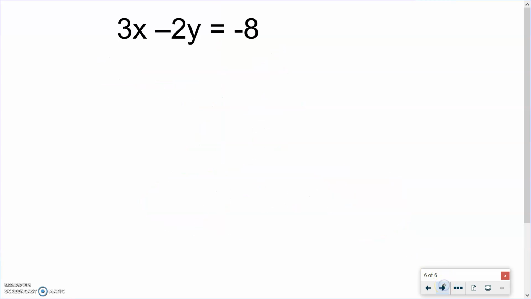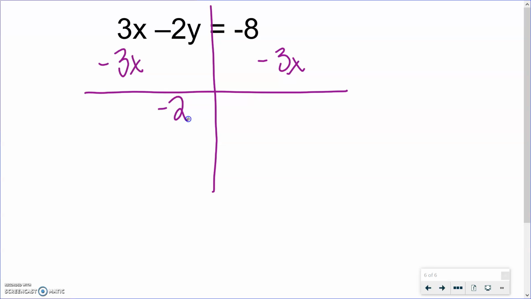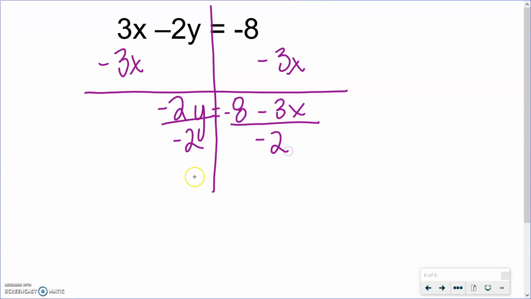Okay. Our last one that we're going to go through here, again, the same idea. We're going to start by taking away 3x from both sides. We want to eliminate that term from both sides here because we need to get that negative 2y by itself. Then we have negative 8 minus 3x, and we want to divide everything by negative 2. So then we get y equals 4, because negative 8 divided by negative 2 is 4. Negative 3 divided by negative 2 becomes plus again, so plus 3/2 x.